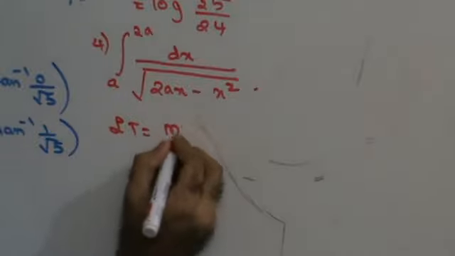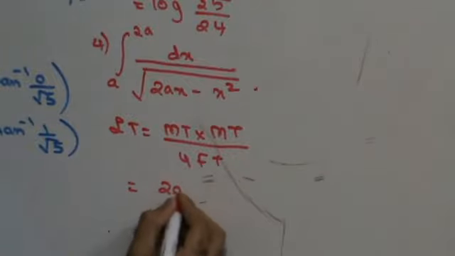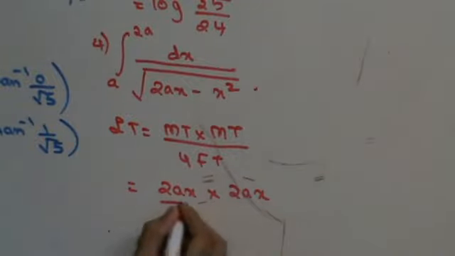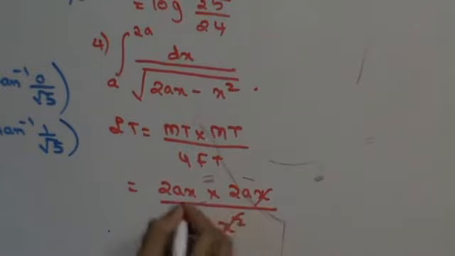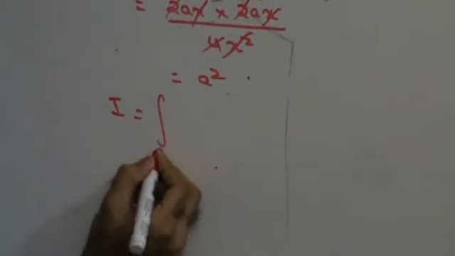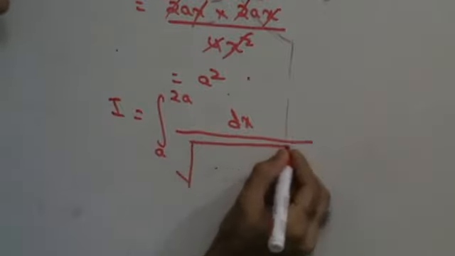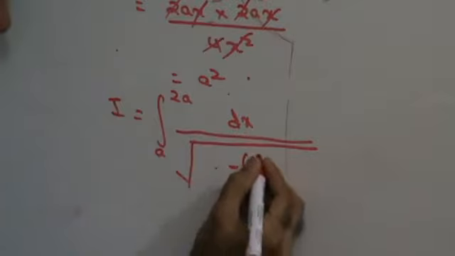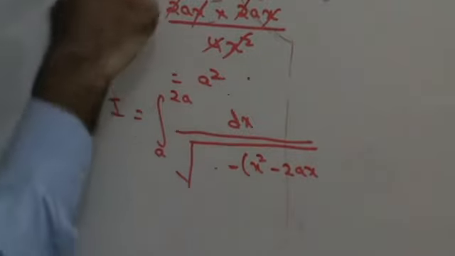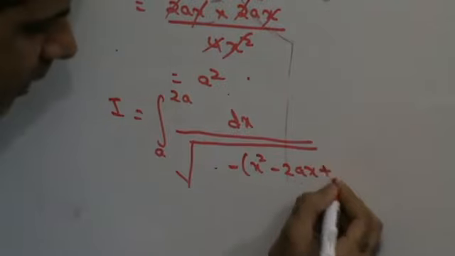Last term is given by the formula middle term into middle term upon 4 times first term. Middle term, that's 2ax into 2ax upon 4 times x square. So this is going to be a square. Observe carefully. I is integral of a to 2a dx upon square root of, I'm taking minus sign common. So in this case this will be x square minus 2ax. If I take minus sign common here, you will get x square minus 2ax plus a square.